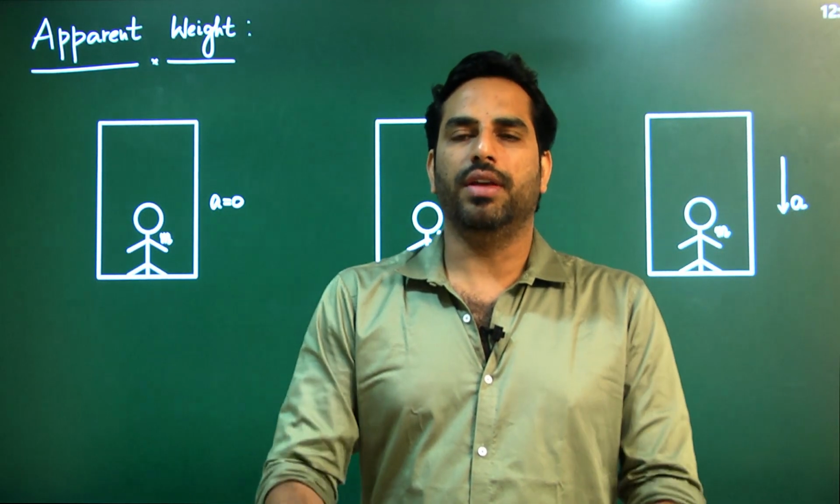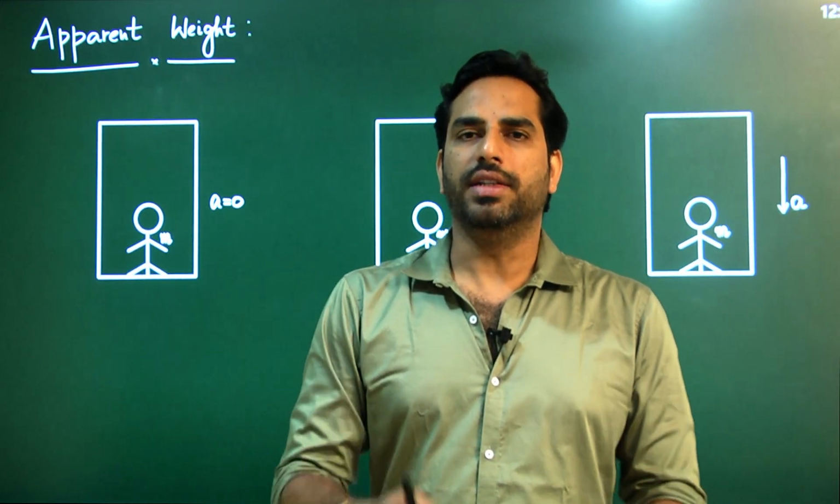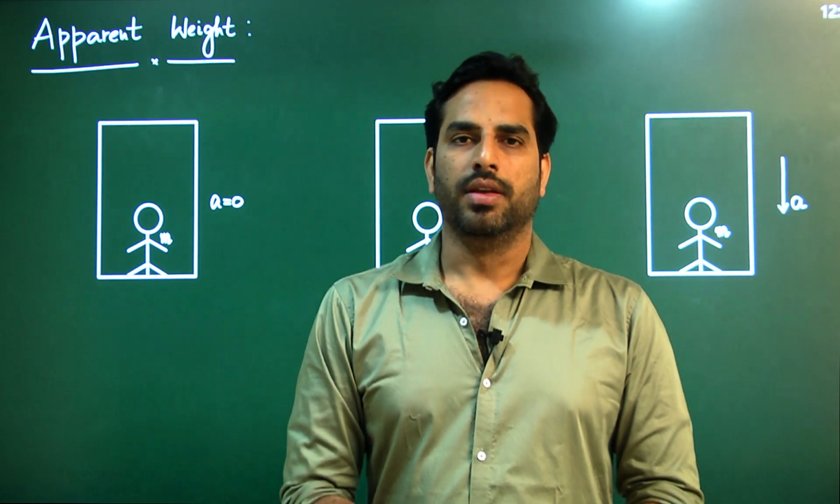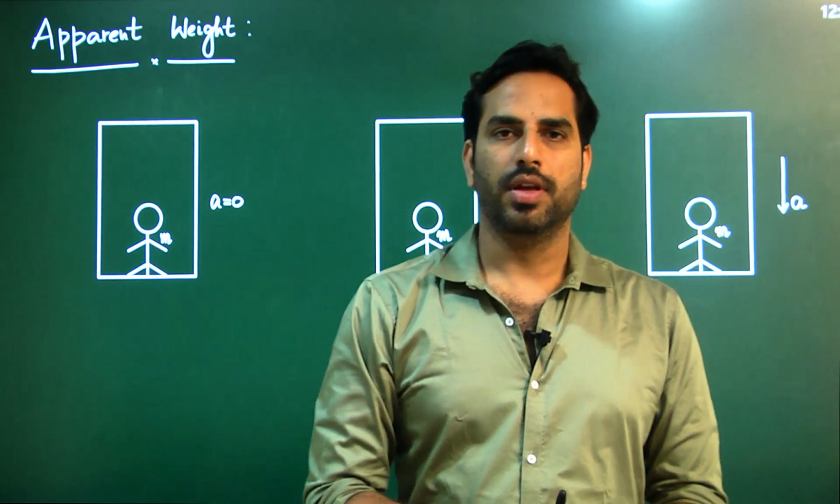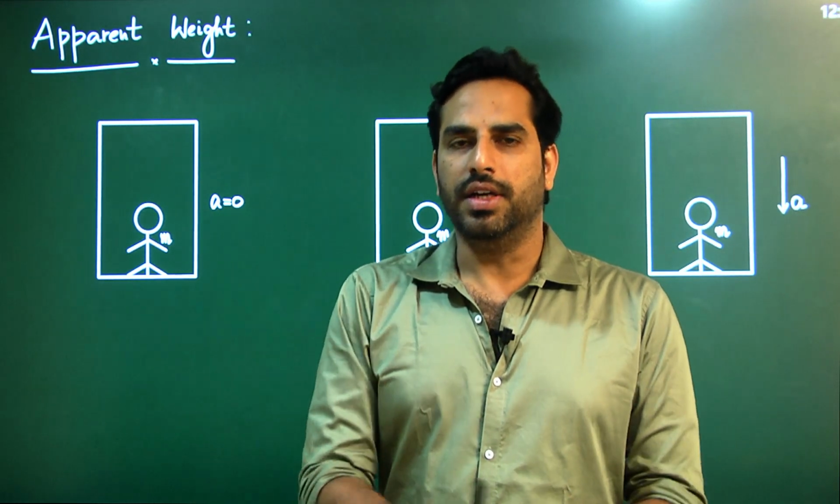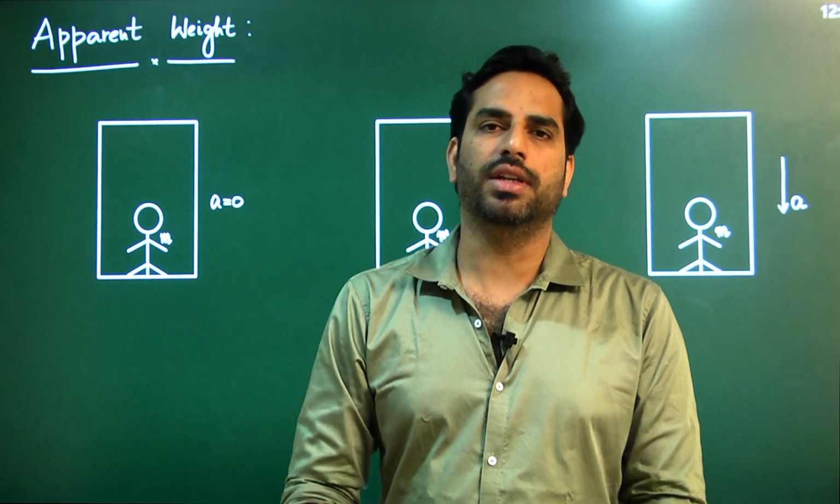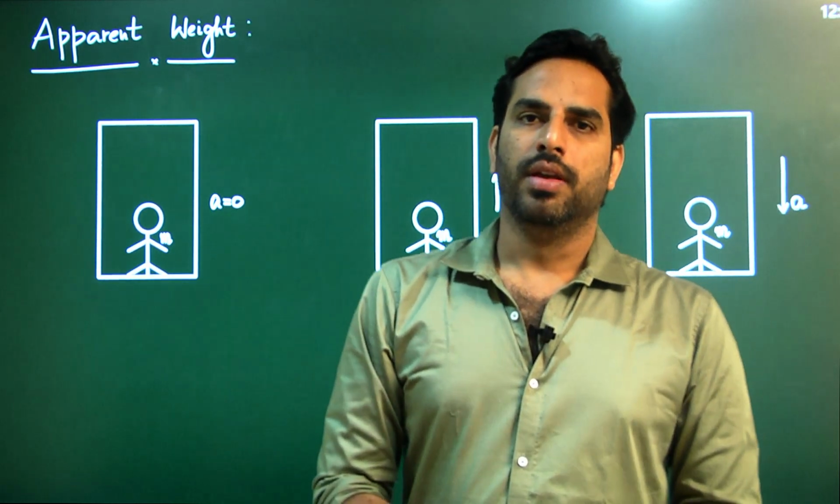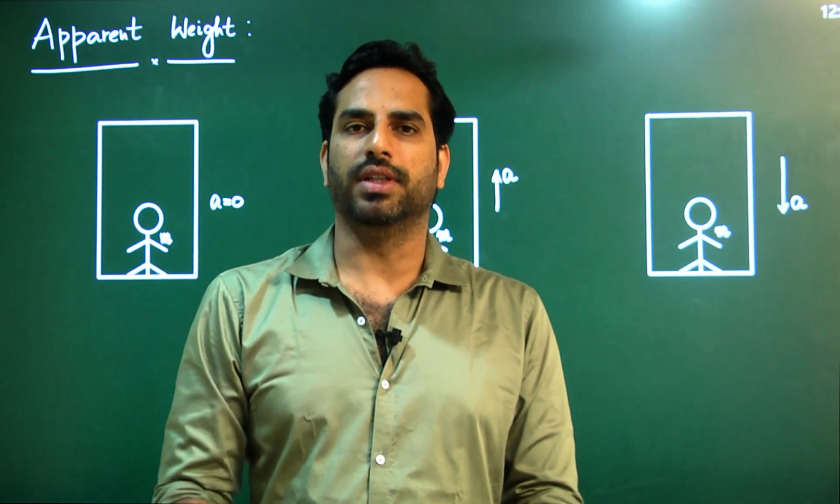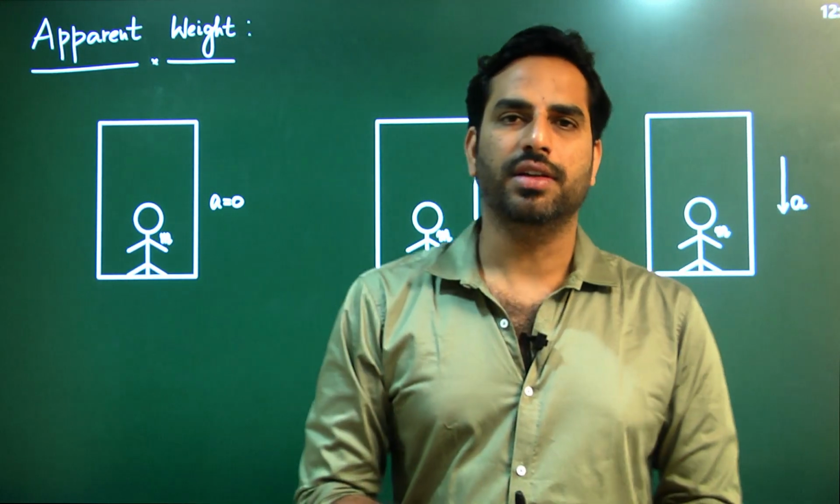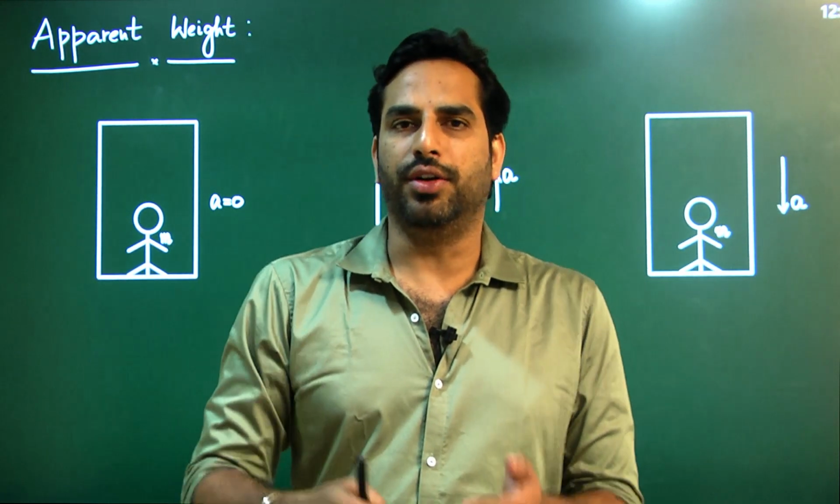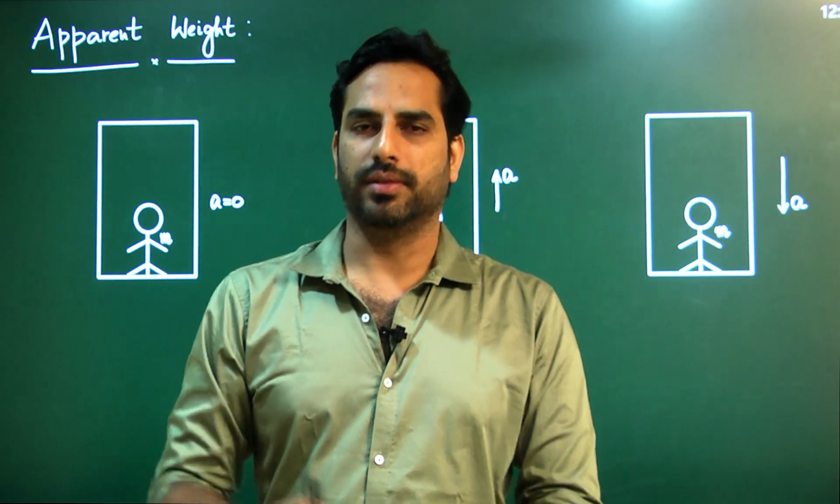Suppose you are standing on a weighing machine and it reads 60 kg. It's like this. Consider an elevator whose acceleration is 0. Or consider a room, there is a weighing machine and you stand on the weighing machine. There is no acceleration to the weighing machine and it reads 60 kg. So your mass is 60 kg and your true weight is 600 Newton.